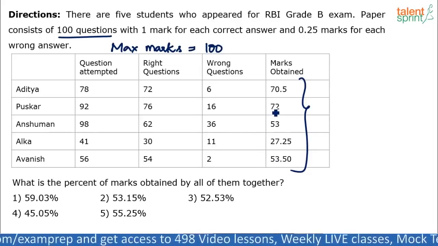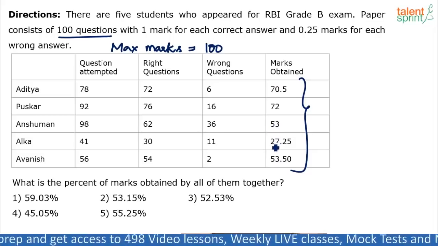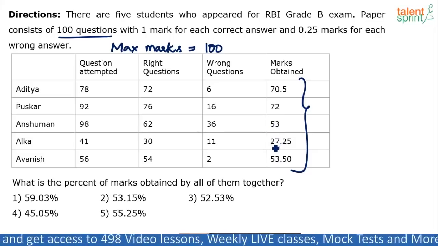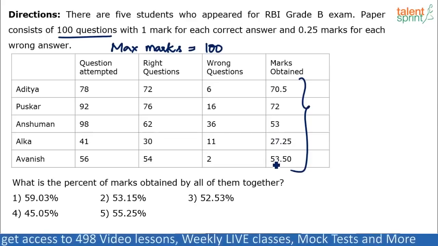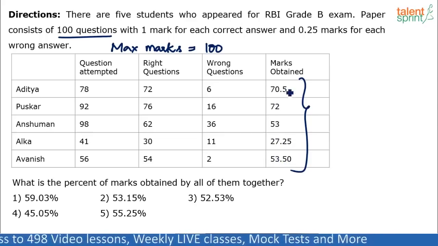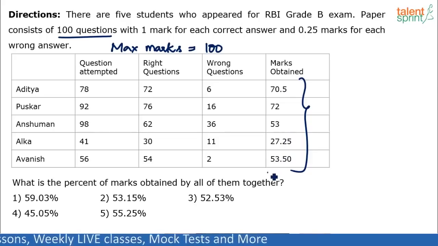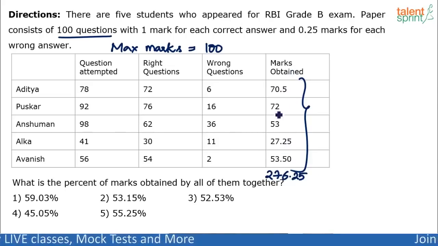70 and 72 is 142. 142 and 53 is 195. 195 and 27 is 222. 222 and 53 will be 275. Yes or no? 275, and then 0.5 and 0.5 is 1, and this is 1 point, and 0.25 is 1.25. So 275 and 1.25 is 276.25. Total comes out to be 276.25. Let's quickly check it again. I'm assuming you have followed the calculation, right? Do it mentally. Don't put pen on paper for this.